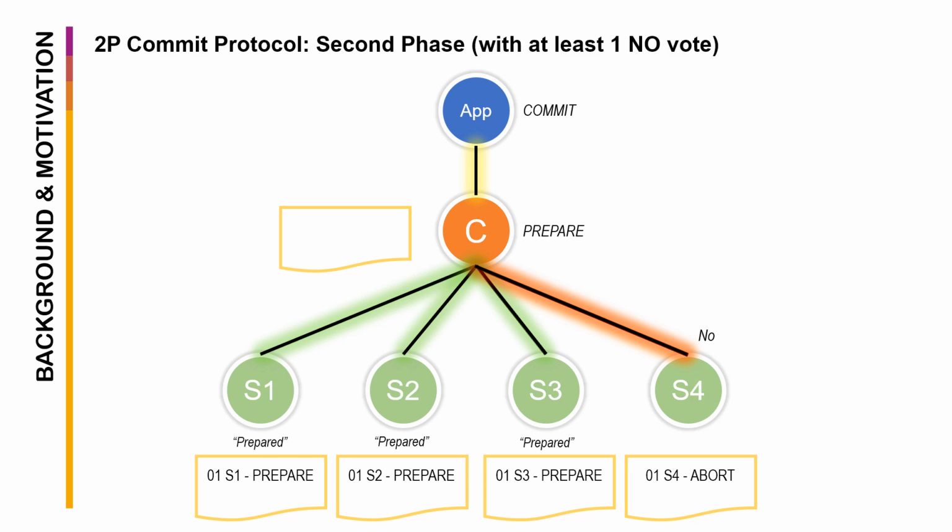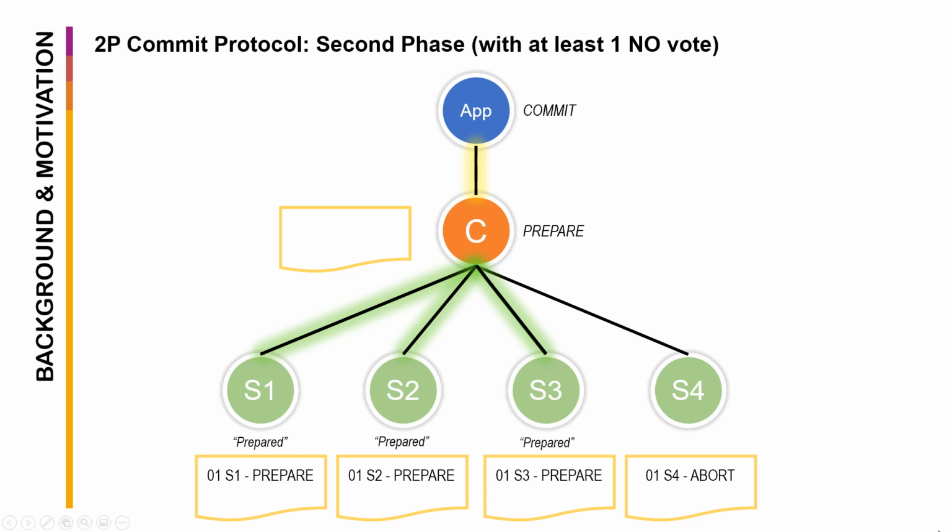How about if there is at least one no vote, like the initial situation? Since a no vote acts like a veto, the subordinate knows that the transaction will definitely be aborted by the coordinator. Hence, the subordinate does not need to wait for a coordinator response before aborting the local effects of the transaction. Therefore, the subordinate aborts the transaction, releases its locks, and forgets it.